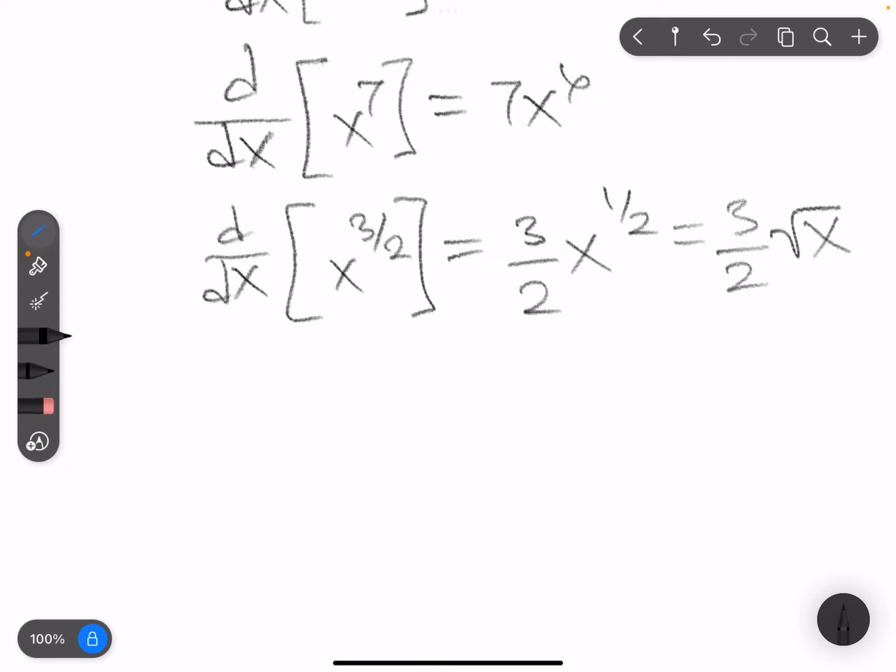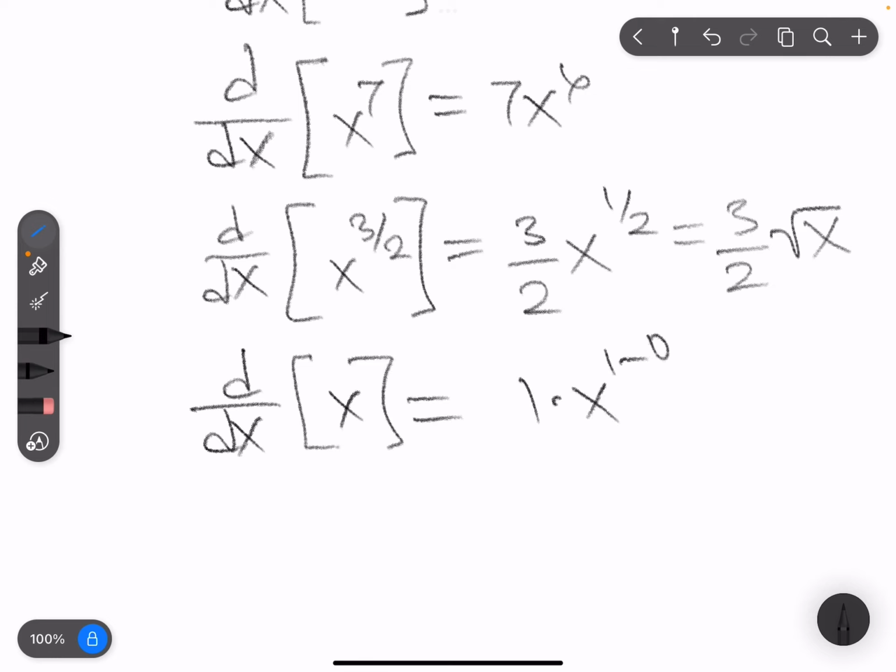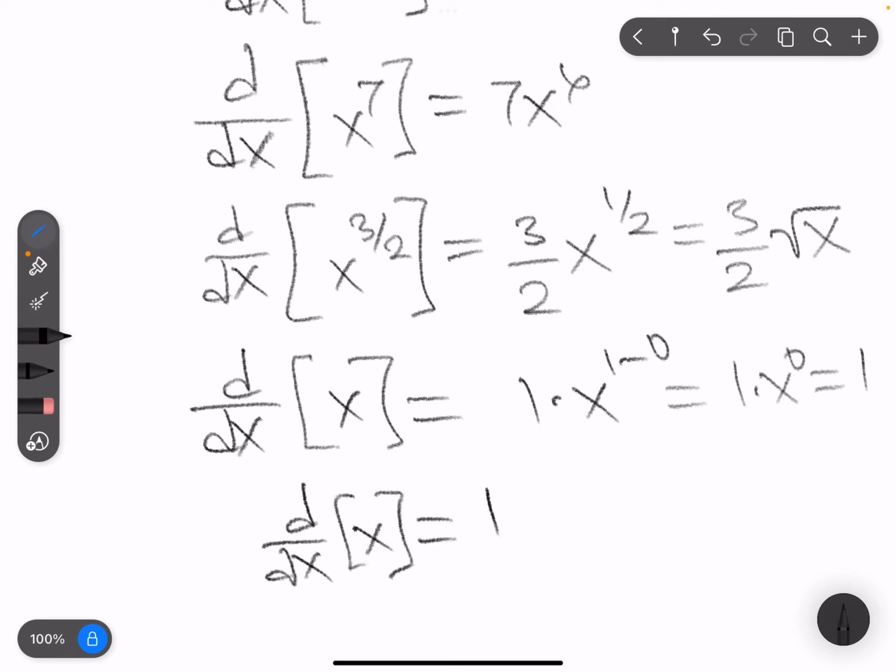Of course, we should also mention the derivative of x we can write as 1 times x to the 1 minus 0, which is simply going to be 1 times x to the 0, which is simply 1. So the derivative of x, you can recall, is just 1.